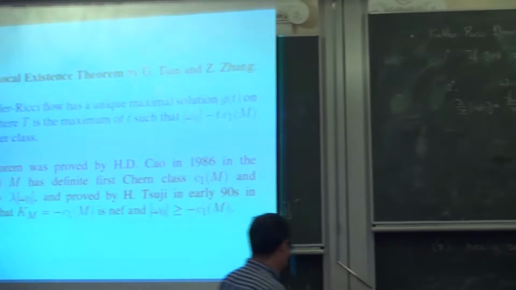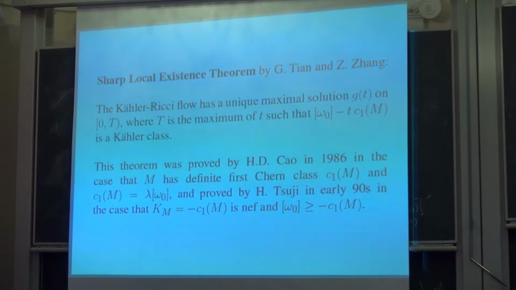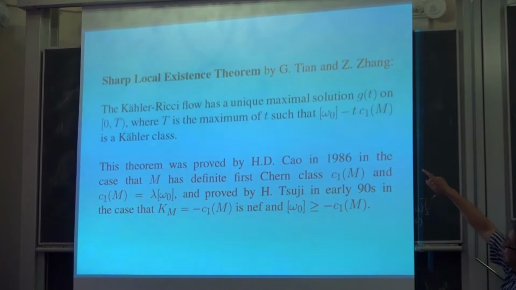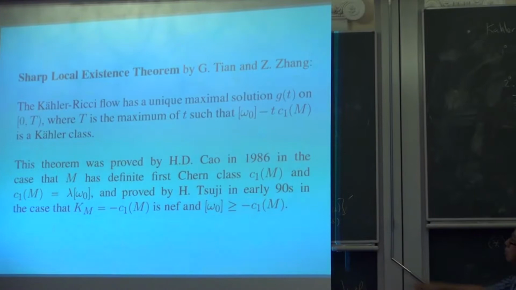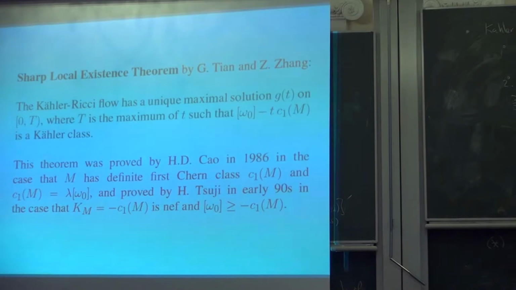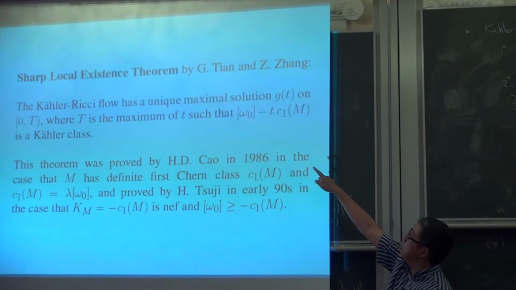And basically the same principle applies to the Kahler-Einstein case. That's why one can solve this Calabi conjecture and so on. So there's a theorem, which I said here. The Kahler-Ricci flow has a unique maximal solution g_t from 0 to capital T. And capital T is the maximum of t such that this is a Kahler class. That means this cohomology class, maybe I should put 2 pi there in the previous convention.